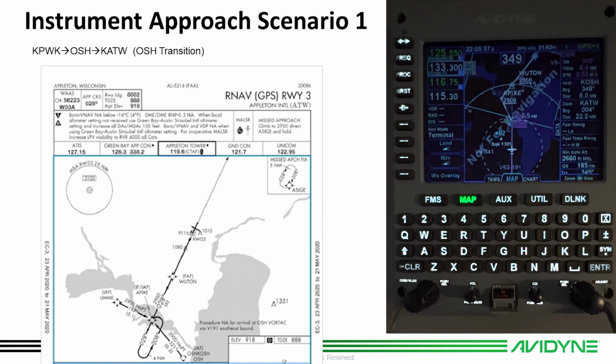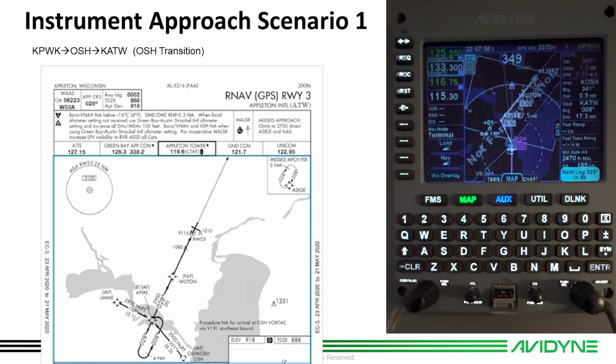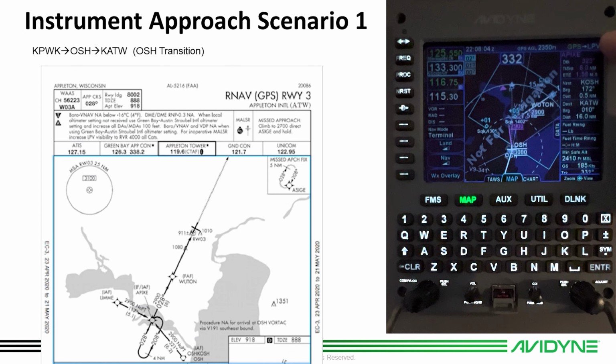Moving ahead, we are now approaching the OSH VOR. The blue rectangle line appears on the map showing the boundary extent of the selected approach plate. Once we cross the OSH transition, you will see our nav source state will switch from GPS to LPV transition, with LPV in cyan.